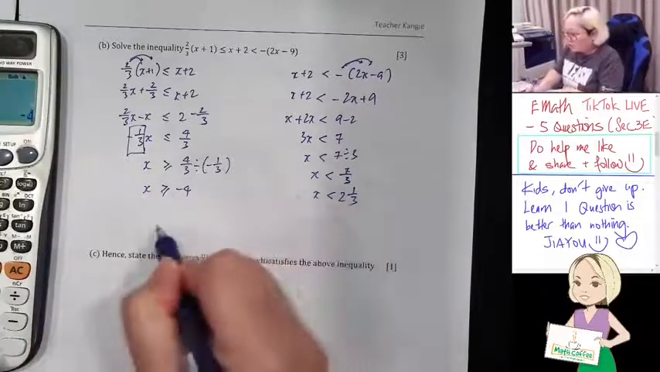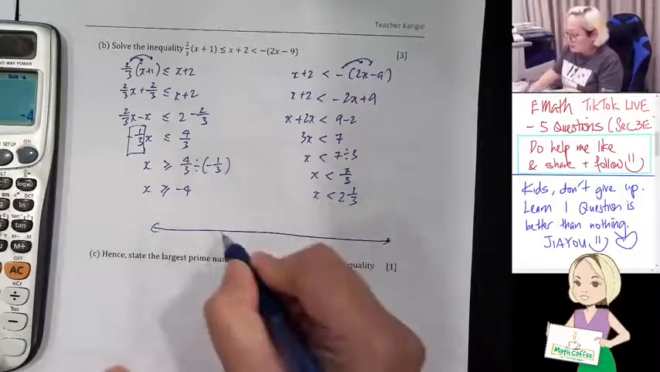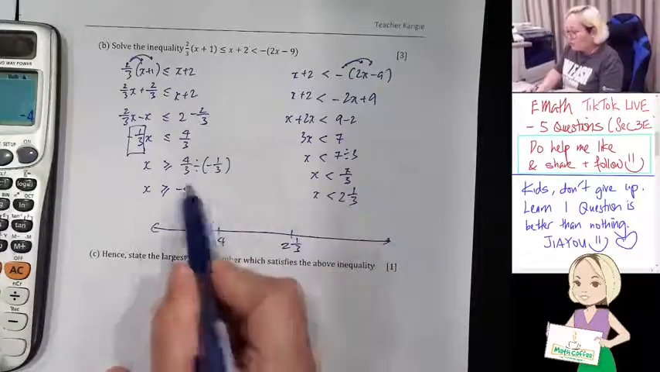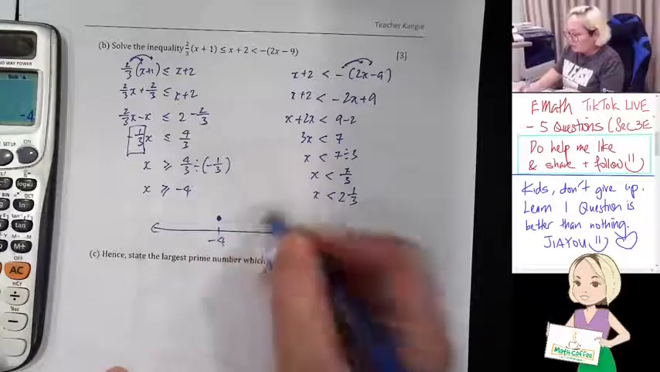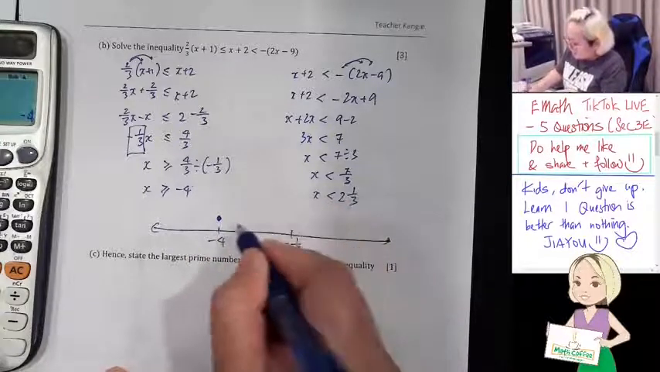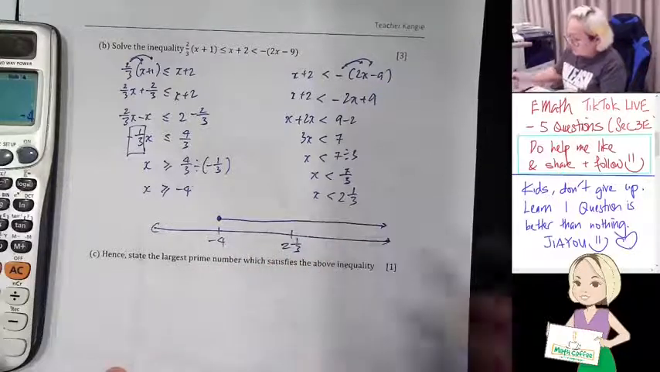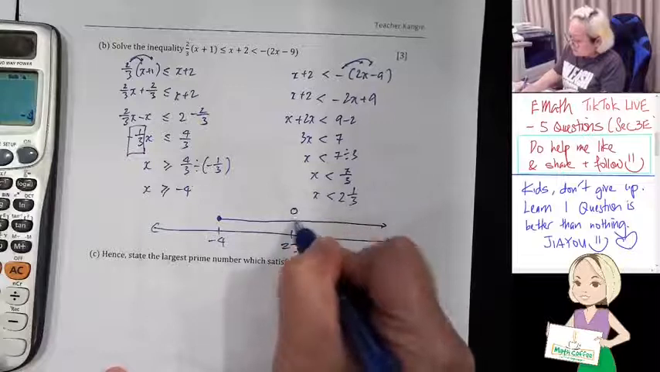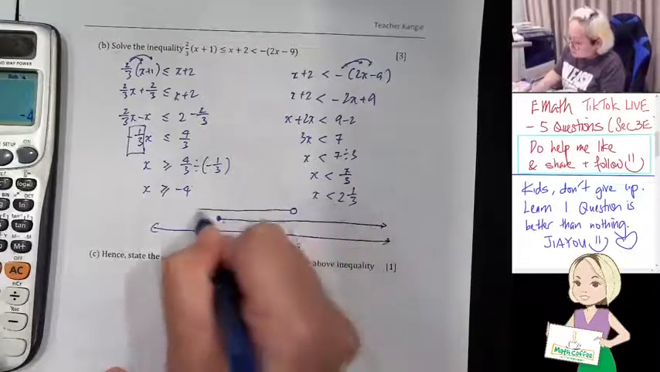So you always draw a number line. Negative 4 will be here, 2 1/3 will be here. So this is x more than or equal, so it will be shaded. Then after that, x less than 2 1/3 is unshaded because there's no equal, so you go all the way.